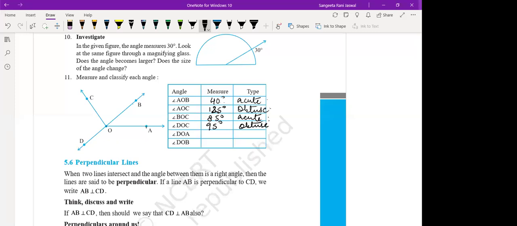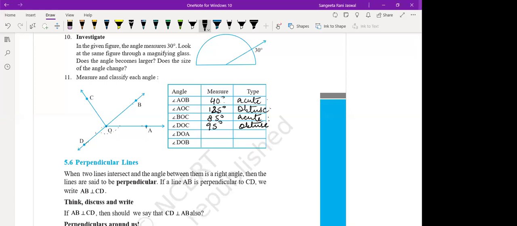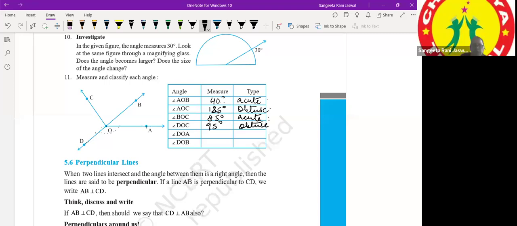The next one is 210 degrees. Next one, see DOA. Now it's saying DOA. Right? So DOA is this much part. We are not writing DOA like this, because if we measure from here, it will be a reflex angle. So it will be AOD then. If we have to count from like this anti-clockwise, then this will be angle AOD.